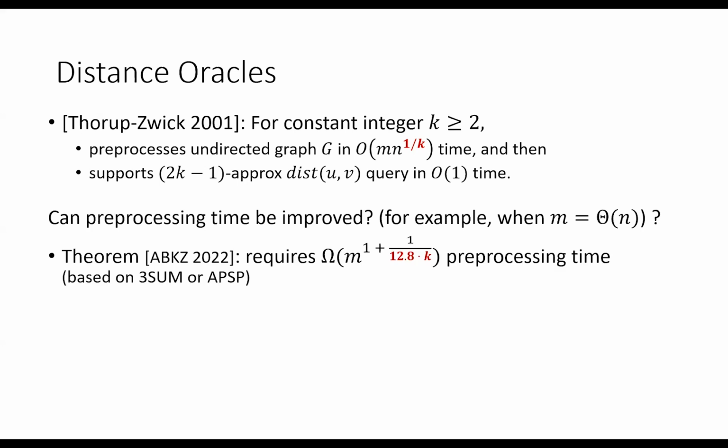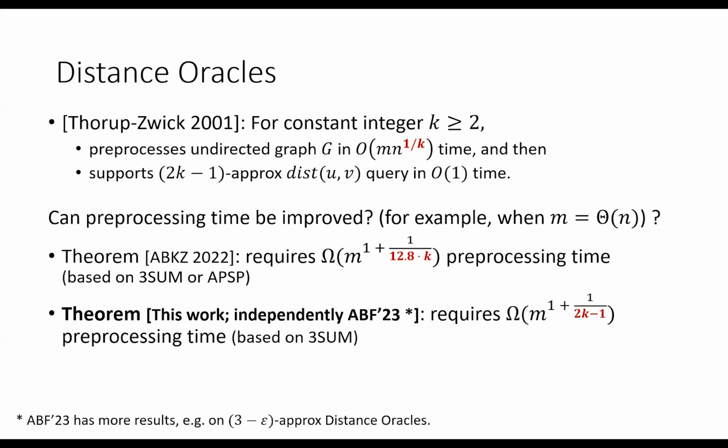This question was studied by the previous work of Abboud et al., and they obtained the first non-trivial superlinear lower bound on the preprocessing time. The lower bound was m to the 1 plus 1 over 12.8 times k. So they got the right dependency on k up to a fairly large constant factor. And in our work, we improve this dependency on k from 12.8 times k to only 2k minus 1. But our result is still not tight. There is a gap between 2k minus 1 and k.